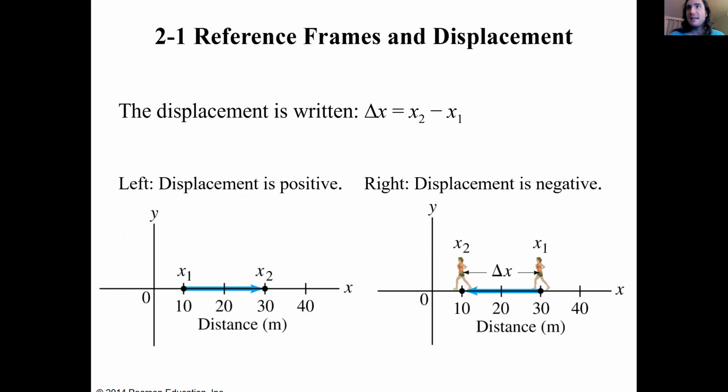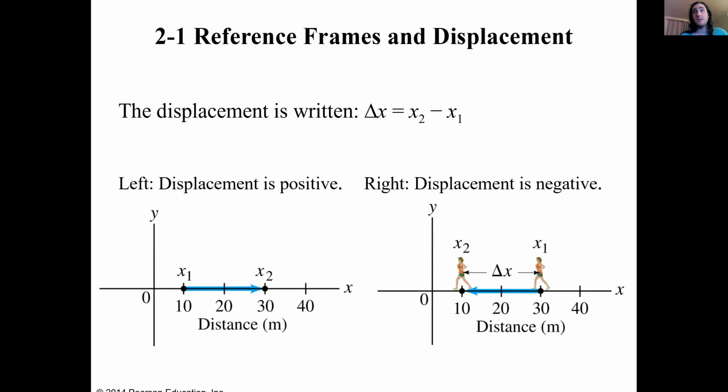So we write displacement as a difference between two positions, and usually we'll say final minus initial when we say it out loud. Here we've listed it as 2 minus 1, which is also okay. On the left diagram here, the displacement is positive because we're doing motion in one dimension, and so the displacement is along the positive x-axis. So we can use a positive number to describe that vector. A positive number means along the positive axis for a one-dimensional vector.